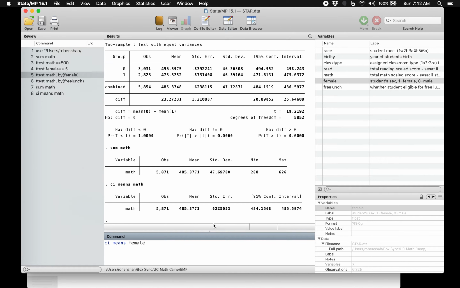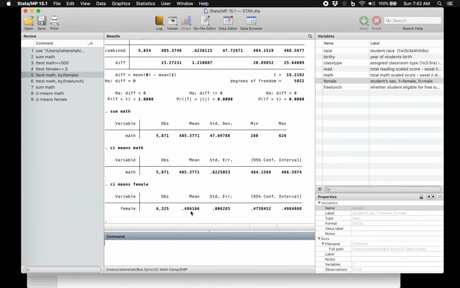We could do it for female as well. What's the confidence interval? Again, 48.6% was our sample, but overall, if we're trying to generalize, it could be anywhere as low as 47.38 or as large as 49.84. But that was at the 95% confidence. That's the default. How would you change that? How would you change the 95%?